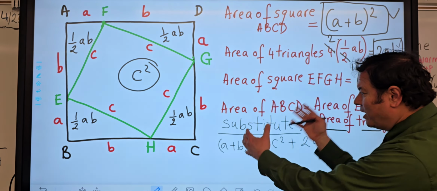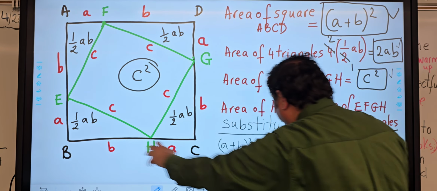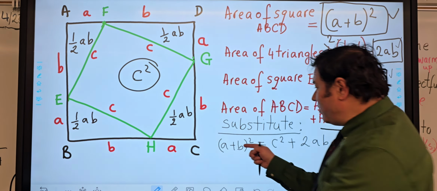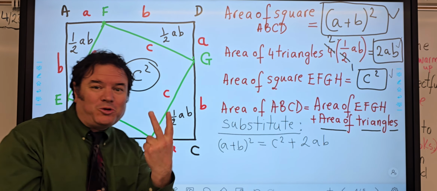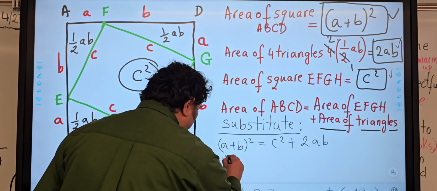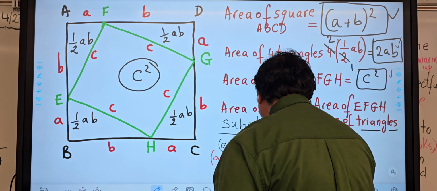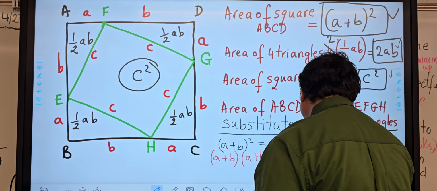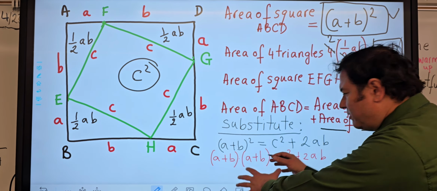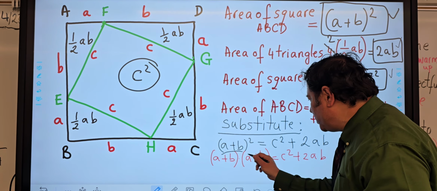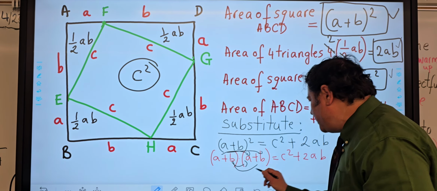So far so good, right? So the area of the bigger square equals the area of this square plus the area of all the four triangles. And now A plus B squared means A plus B times A plus B. We multiply it twice. So let's multiply. A plus B times A plus B equals C squared plus 2AB. And now we are going to multiply by the FOIL method. We multiply these two and then plus this, the inside and the outside.